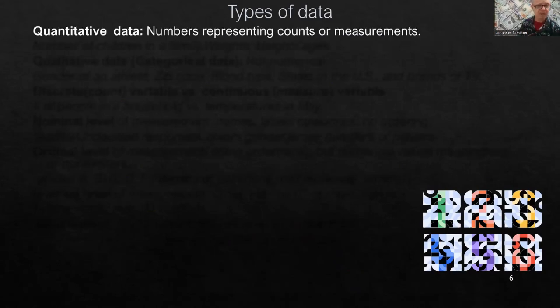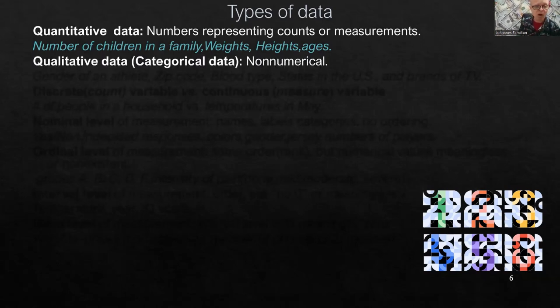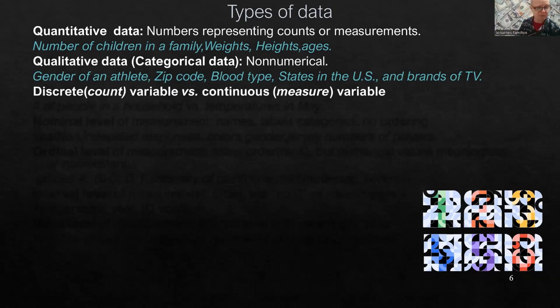Types of data. Quantitative data: numbers representing counts or measurements. For example, the number of children in a family, their weights, heights, ages, etc. Qualitative data, or categorical data, is non-numerical. For example, the gender of an athlete, zip code, blood type, states in the United States, and brands of TV.